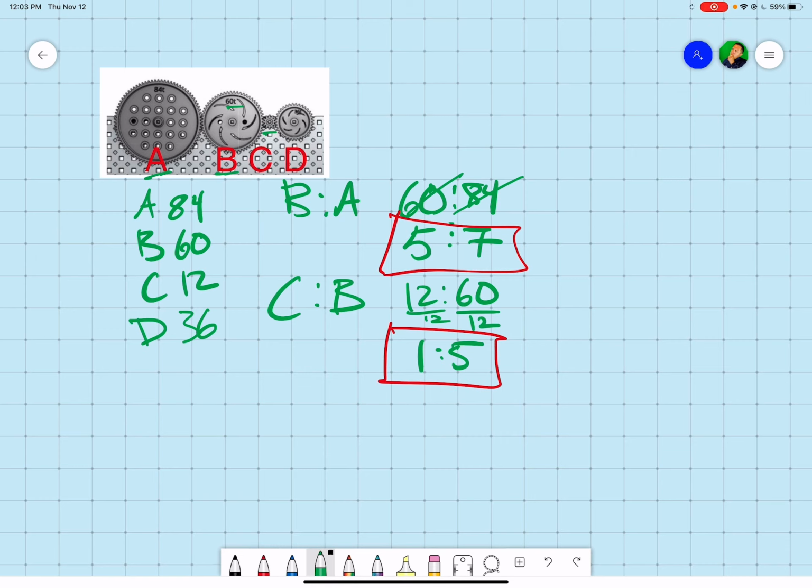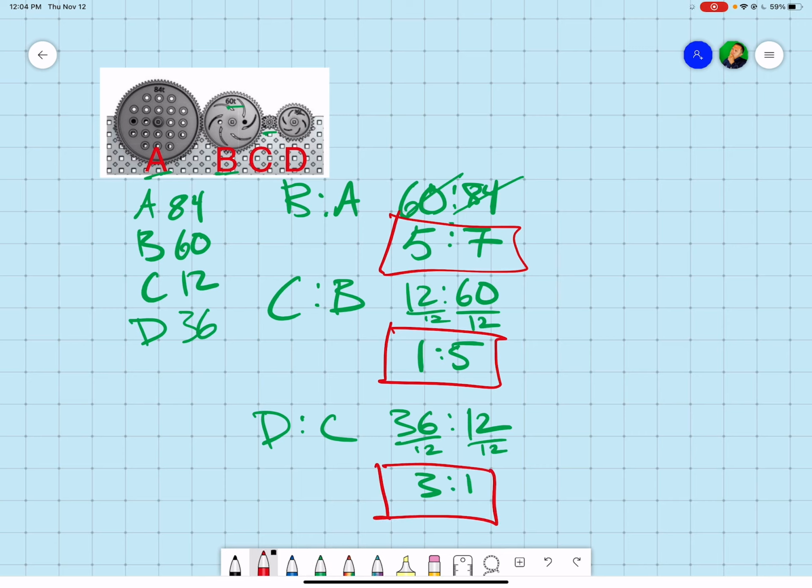All right, finally we got gear ratio of D to C, which is D I have 36 and C I have 12. Again, I divide both sides by 12 and I get a gear ratio of 3 to 1. There you go.